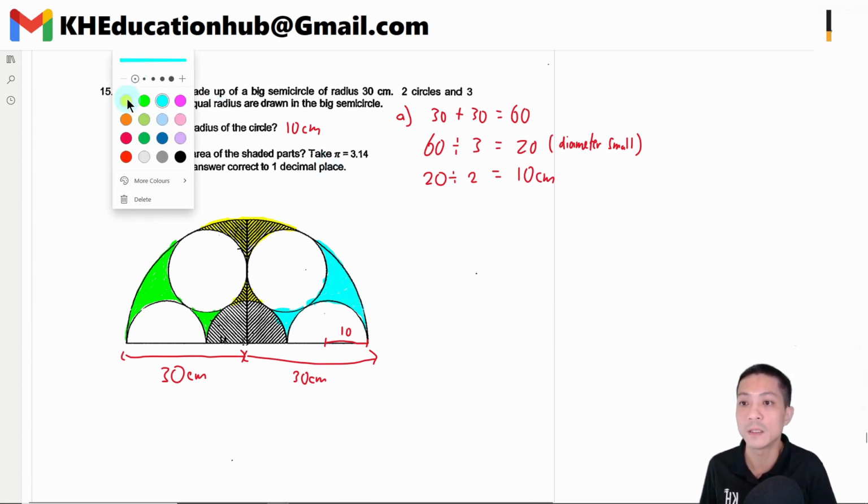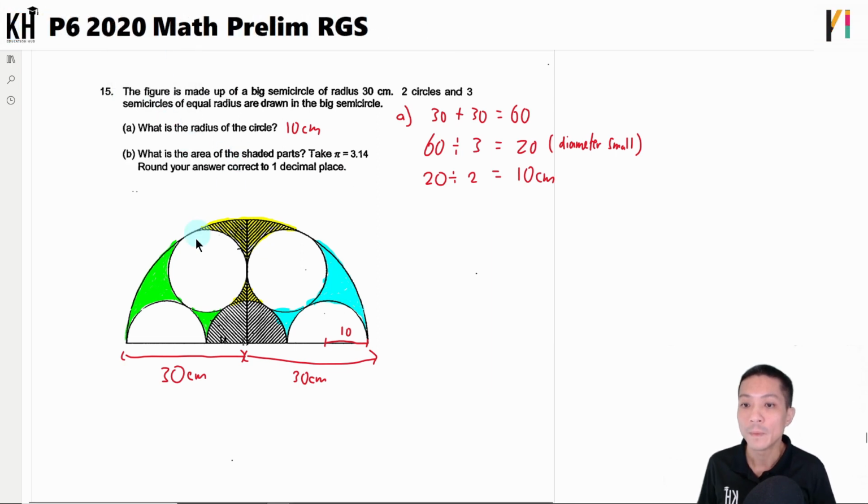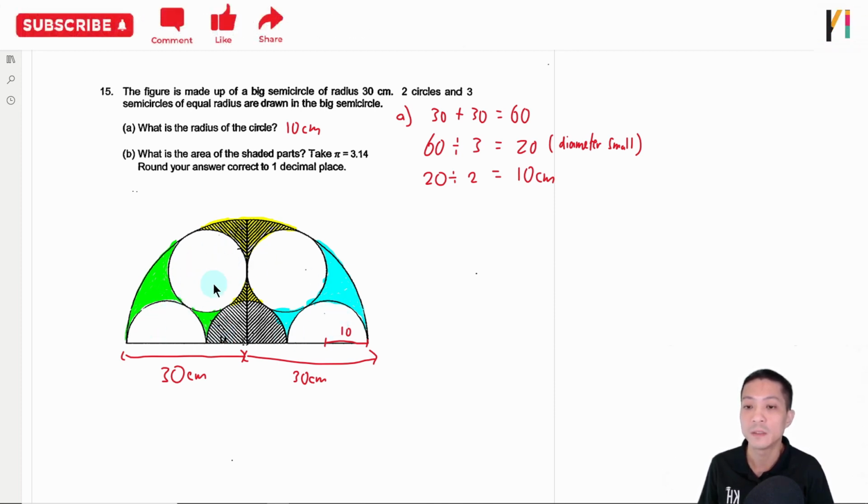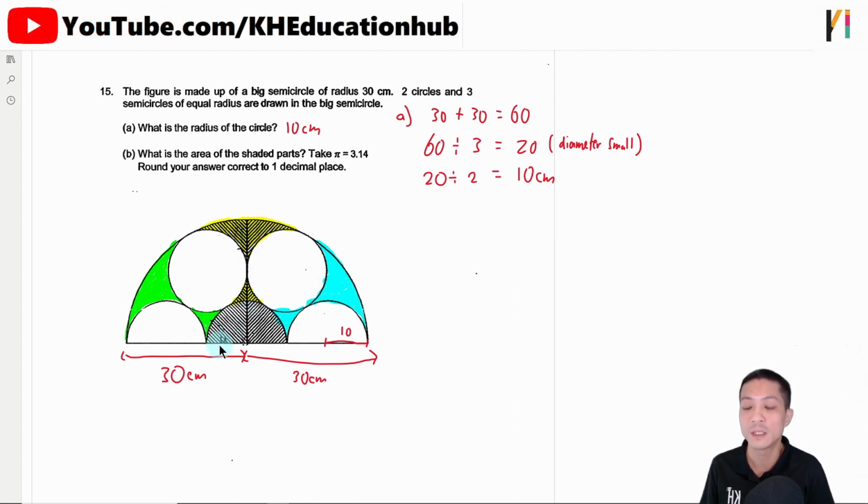So now the idea is, we're going to find the big semicircle, minus away the small circles, including this part, I'm going to remove it away. Then divide by 3, I'm going to get 1 of it. And then after that, I'm going to add back the shaded semicircle to find the area of the shaded part.